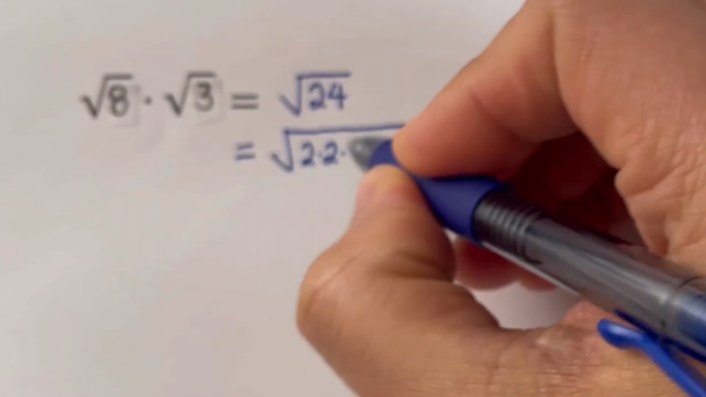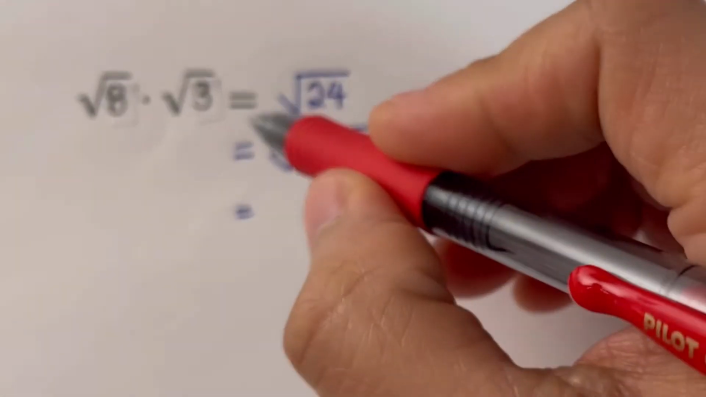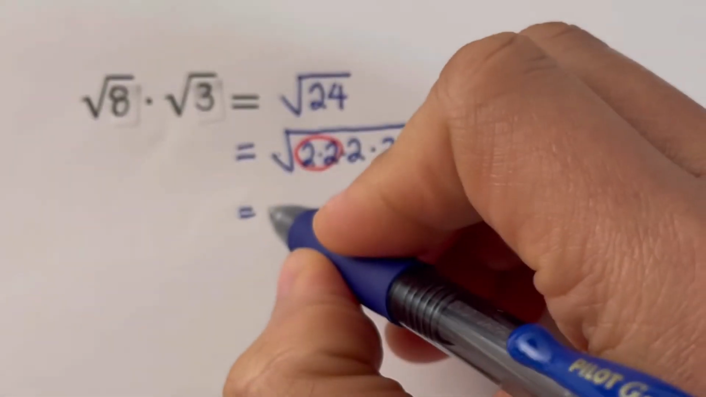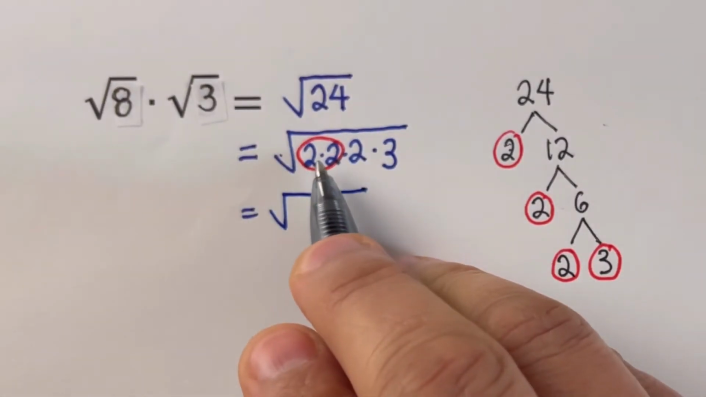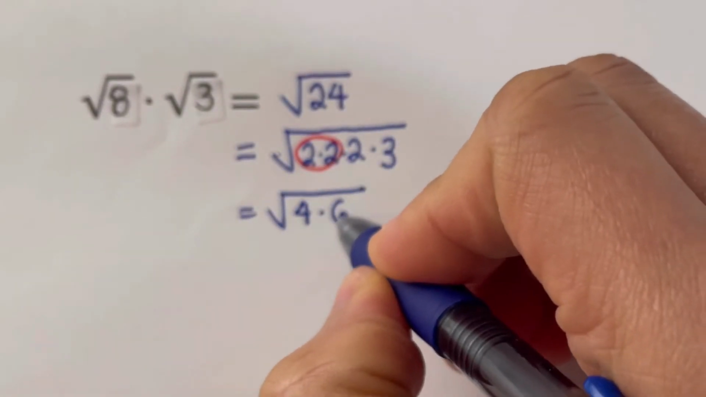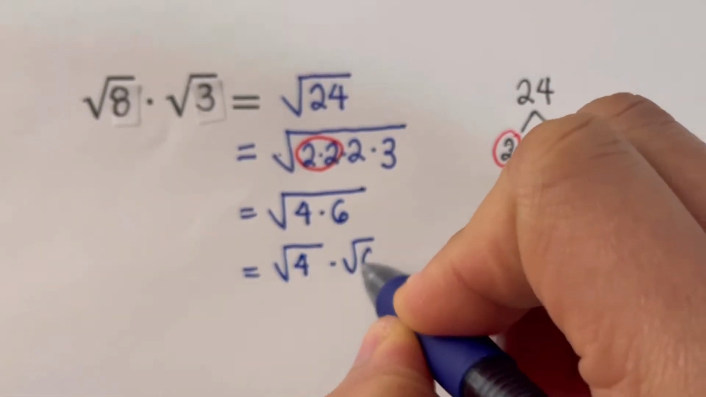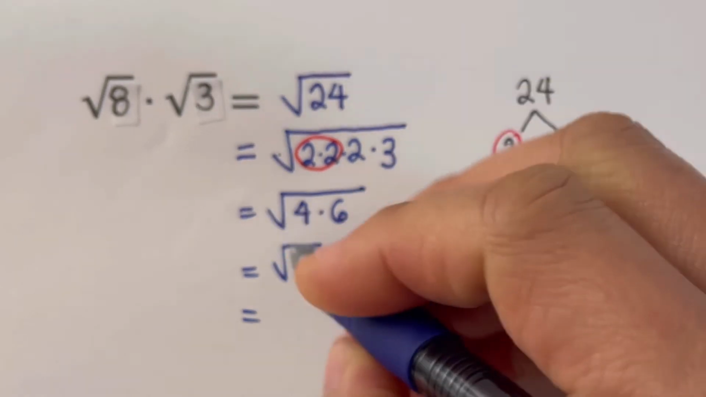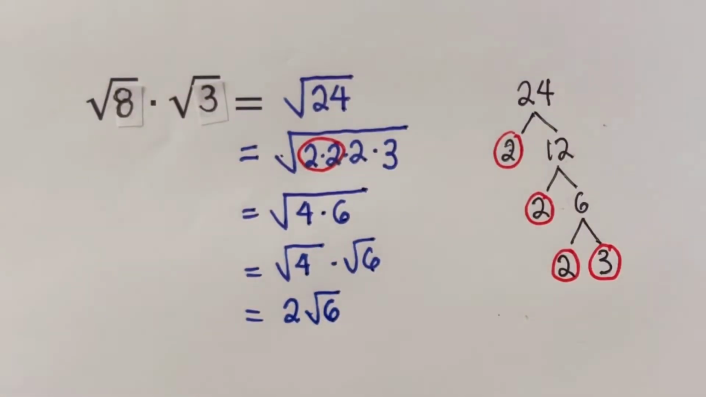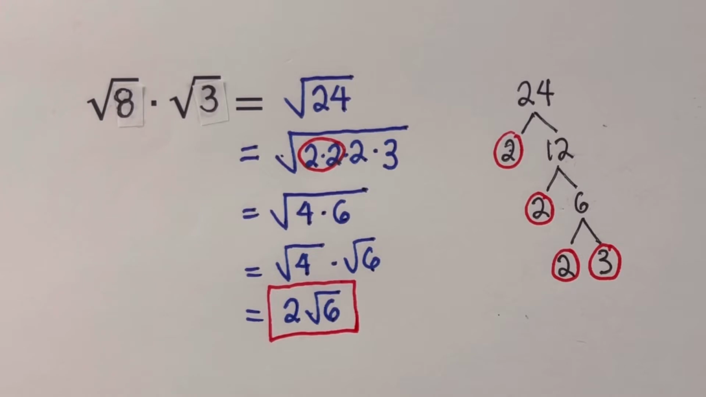So there are three 2's and one 3. So we're going to simplify this. Since our index is 2, we're going to pair up two of them. That's the square root of combining both of them. So that would be square root of 4 times square root of 6. And so square root of 4 is 2, and square root of 6 is just square root of 6. So our final answer here would be 2 square root of 6. Now let's move on to the next example.